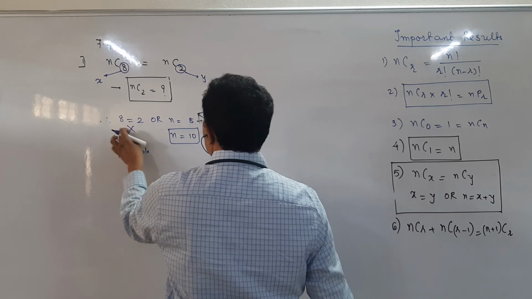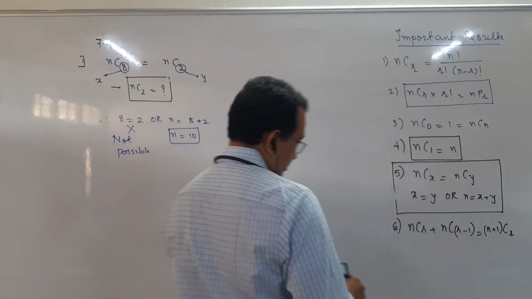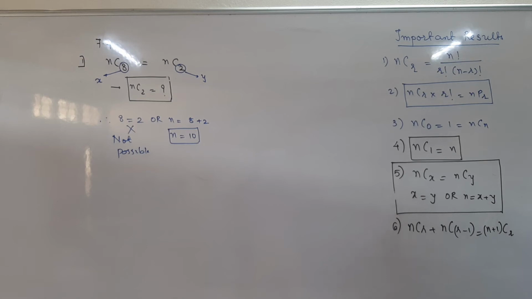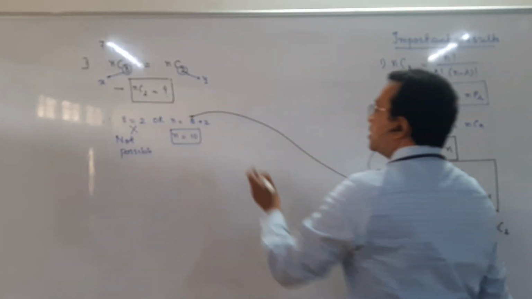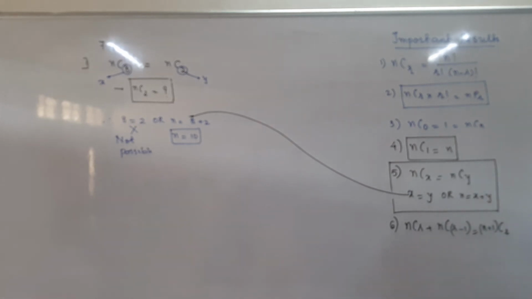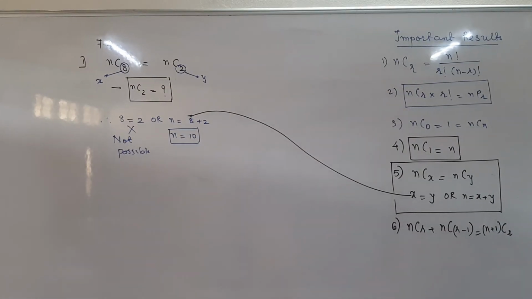So out of these two, any one option or both the options are possible. Here, the first option x is equal to y is not possible. So n is equal to x plus y. Check, students, here I have the property number 5. So if nCx is equal to nCy, then students, either we have x is equal to y or n is equal to x plus y.